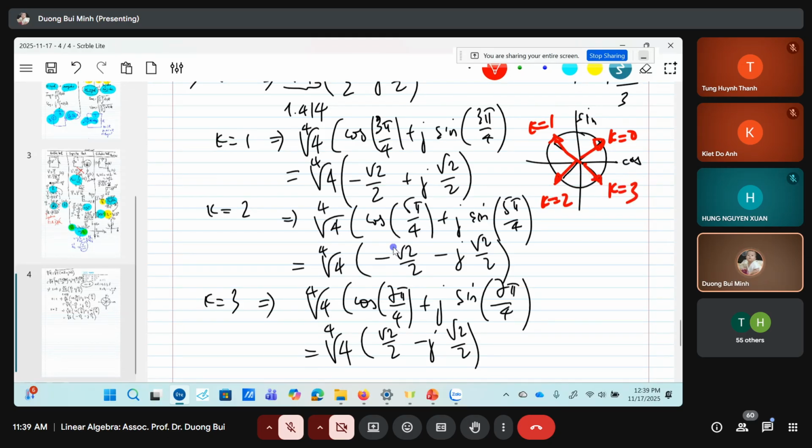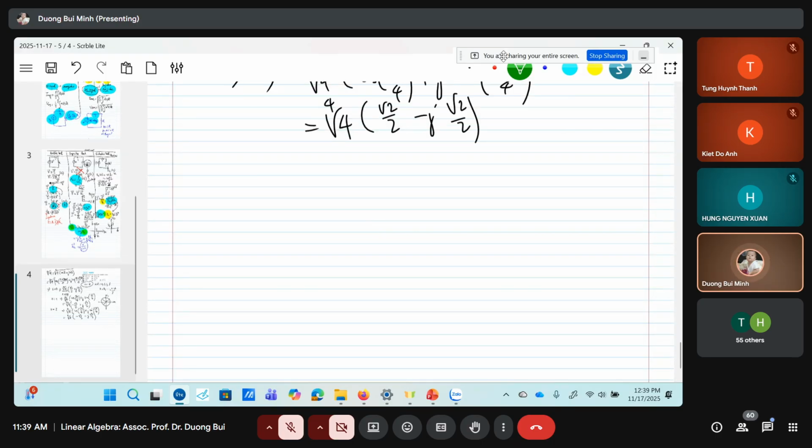Now if you consider here k equals 0 and here k equals 1, here k equals 2 and here k equals 3, you get this circle, right? So this circle will have a radius of the fourth root of 4.